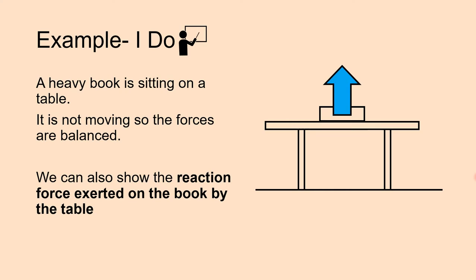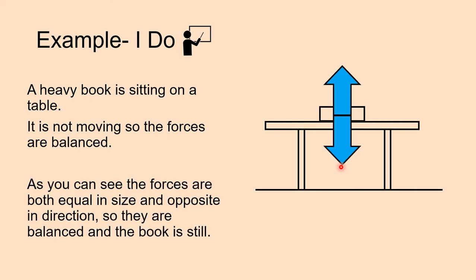We can also show the reaction force that's exerted on the book by the table, and that is this blue arrow here. So the book is pushing down on the table because of gravity, and then the table is pushing back on the book. And we can summarise this in one diagram. As you can see, the forces are both equal in size and opposite in direction, so we call them balanced, and the book is still.